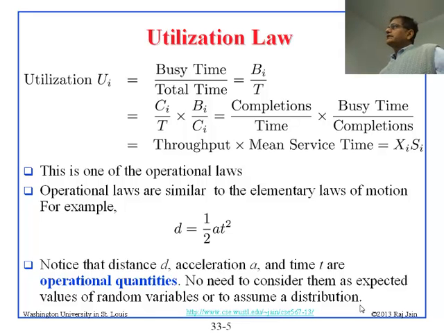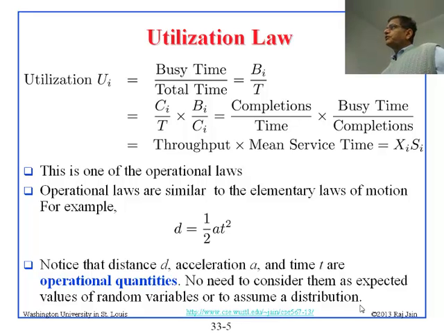So the first thing we can say is that utilization is busy time upon total time, B_i upon T, which can be written as C_i upon T times B_i upon C_i. The first term is the throughput, completions divided by time: how many jobs completed in time T. Times how much time was busy divided by completions. So that is throughput times the mean service time.